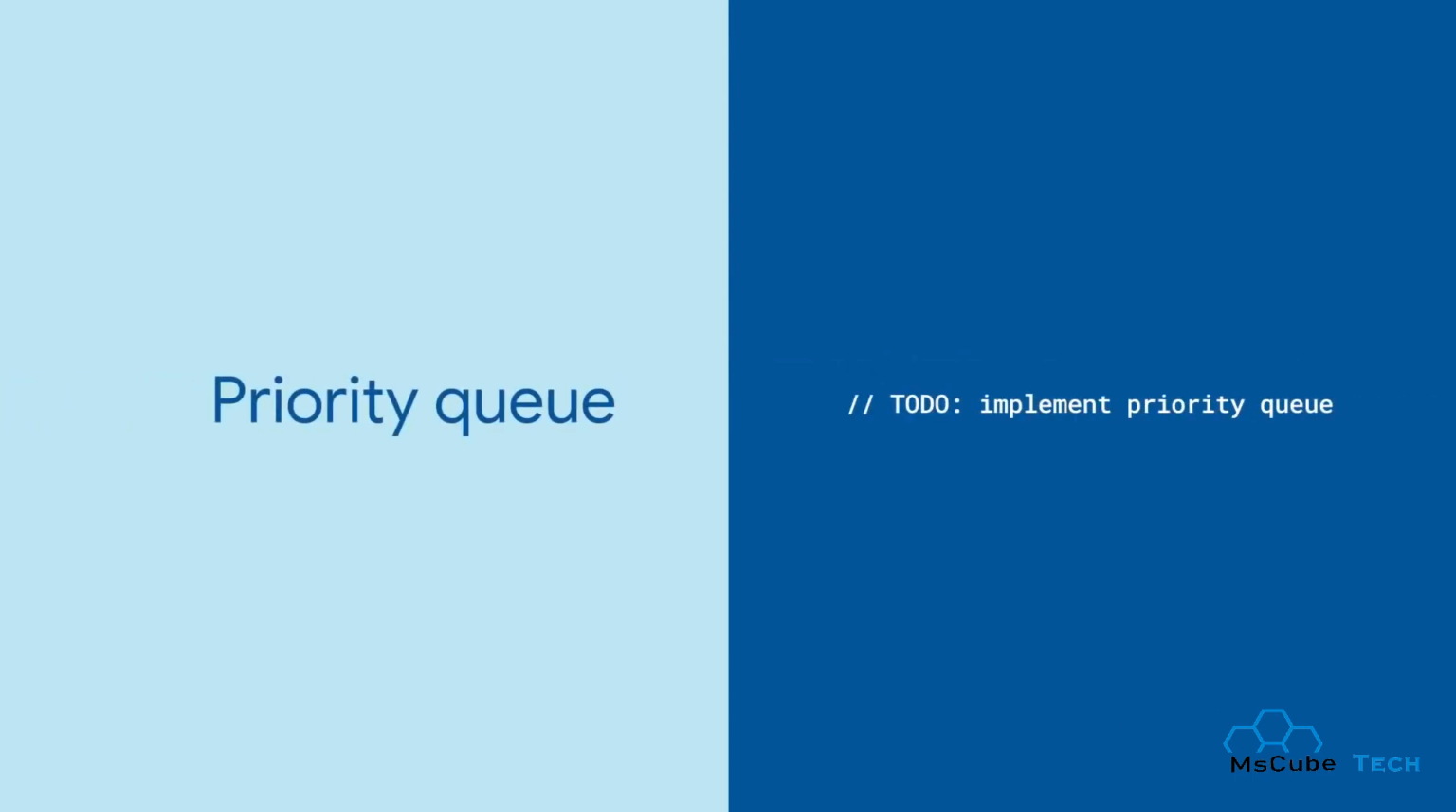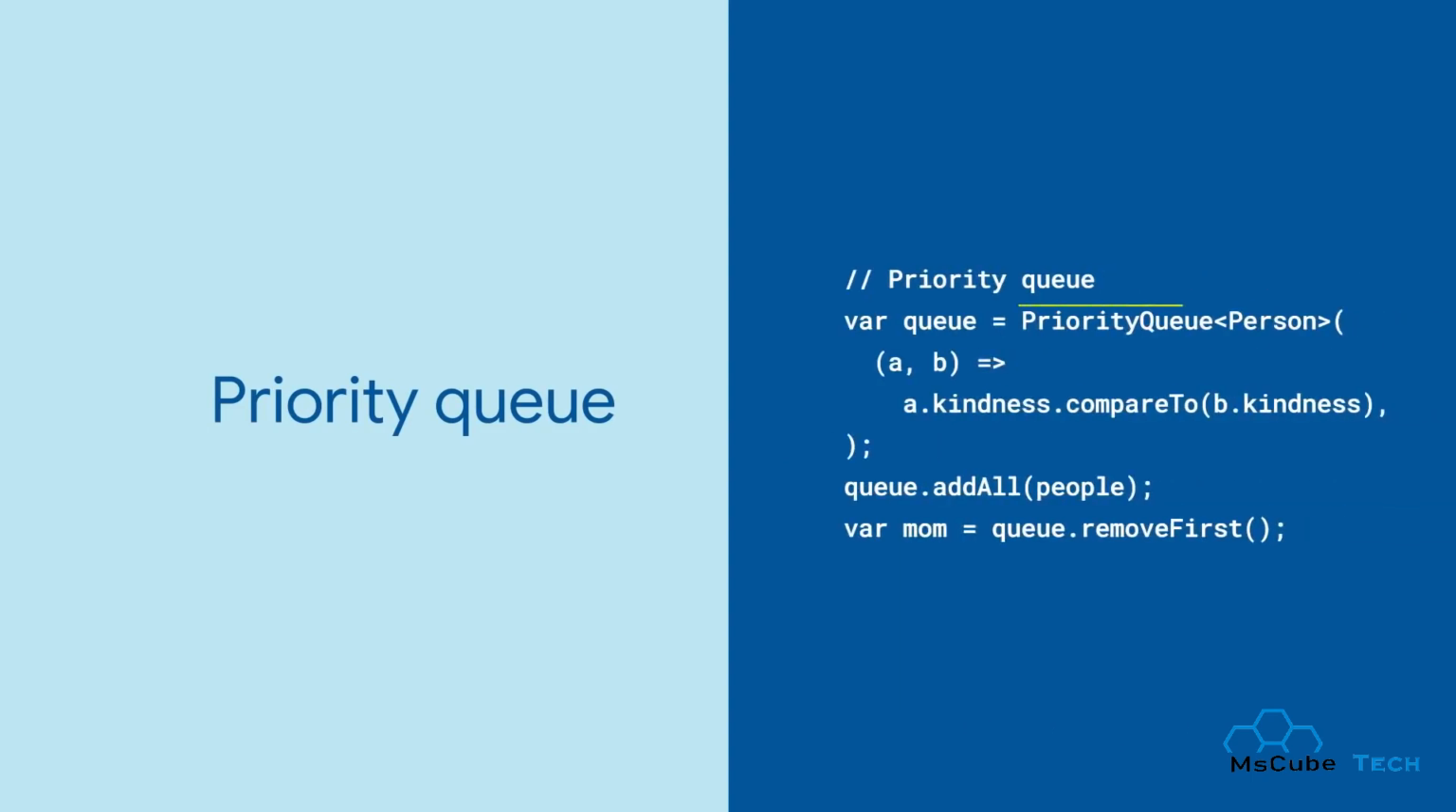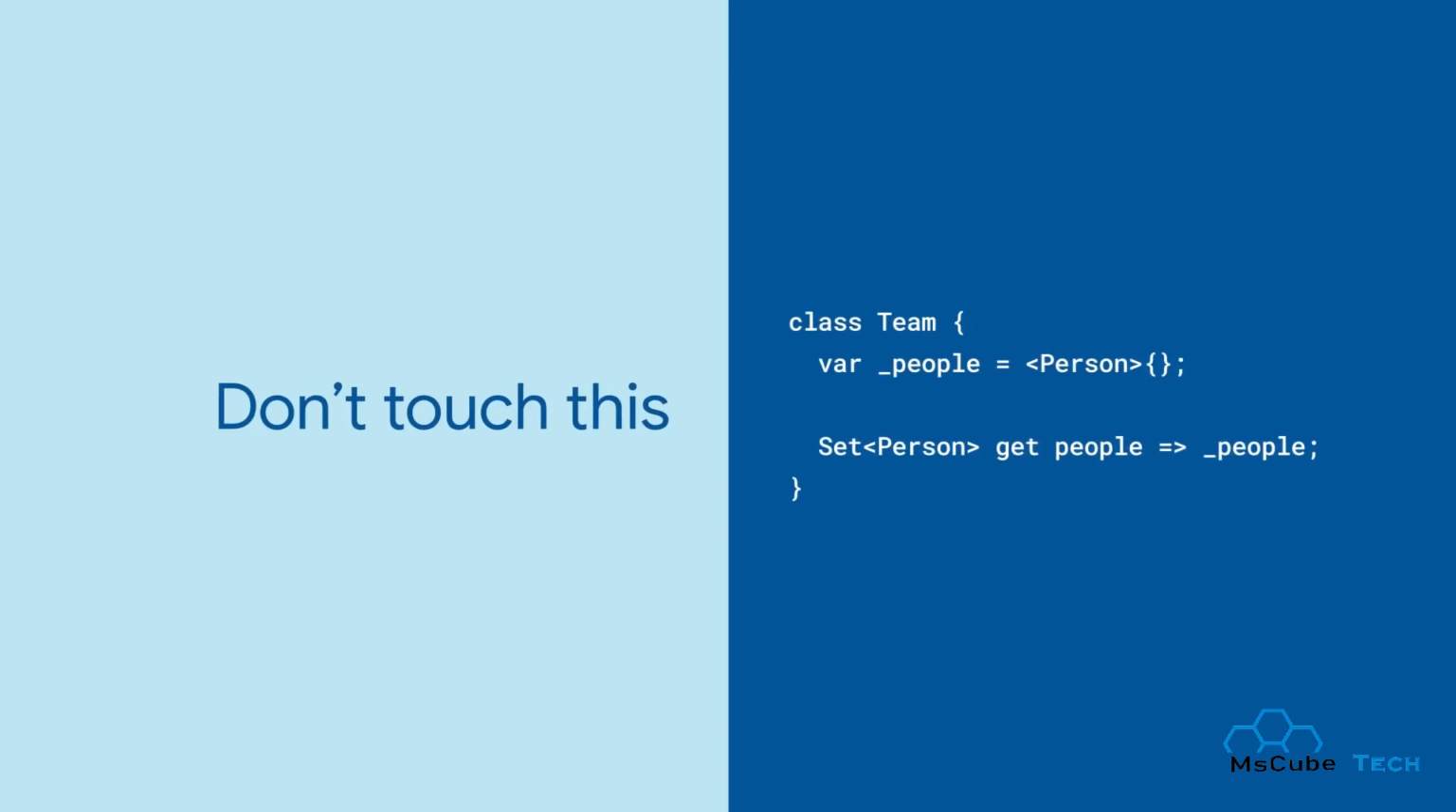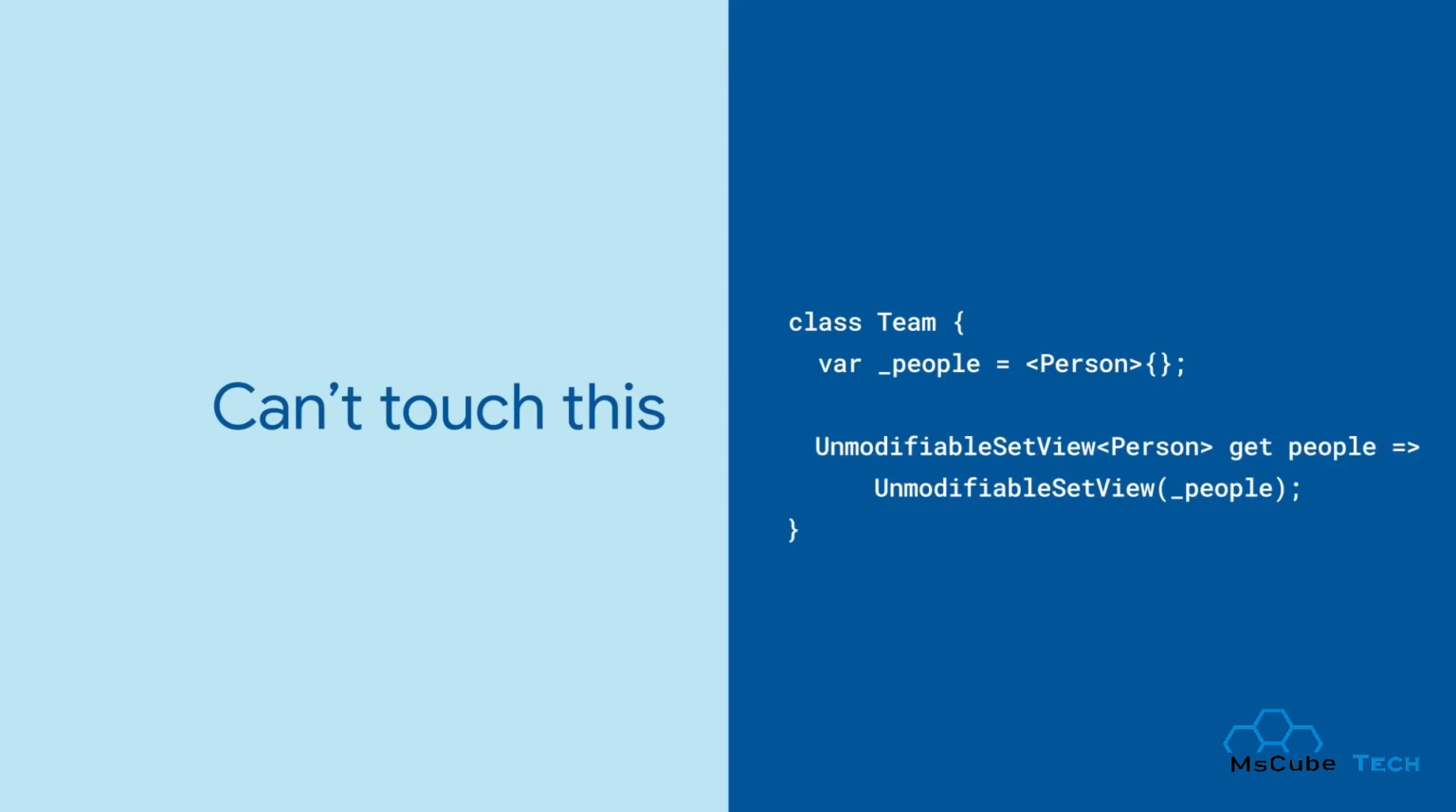Do you need to implement a priority queue in which higher priority elements always get removed first? No problem, just use the priority queue class. Want to expose a set of elements without allowing others to change it? Use unmodifiable set view. That way, no one can accidentally modify that returned set.